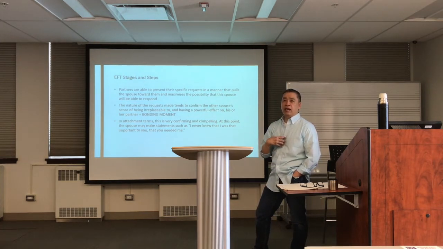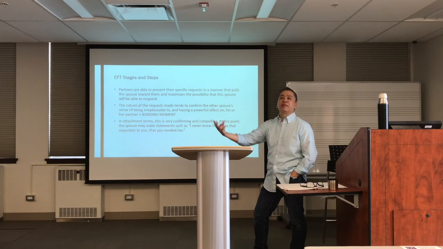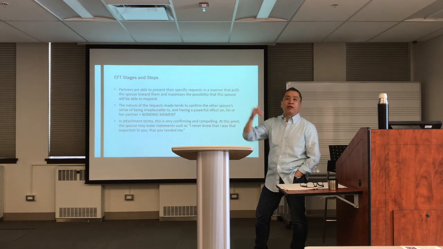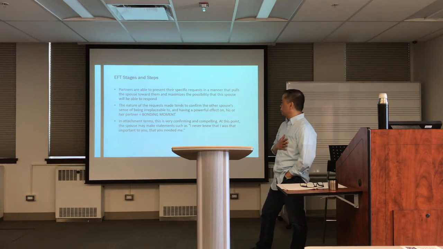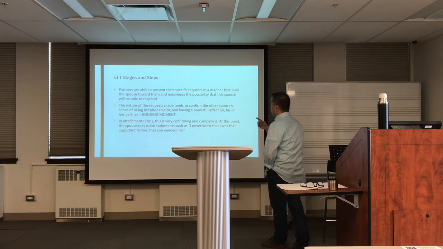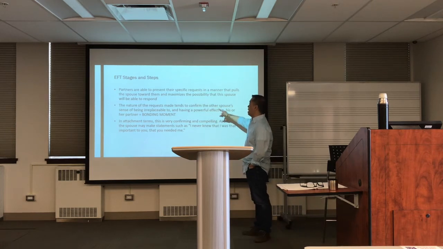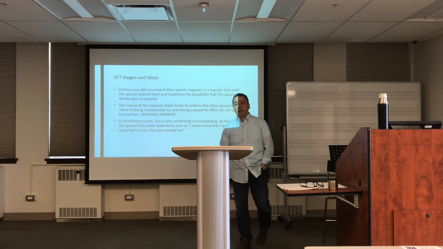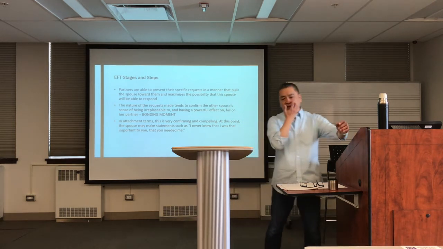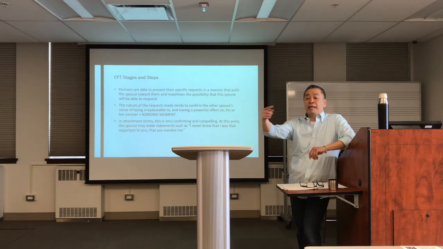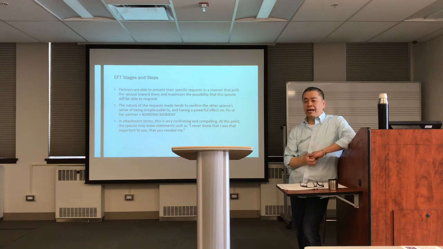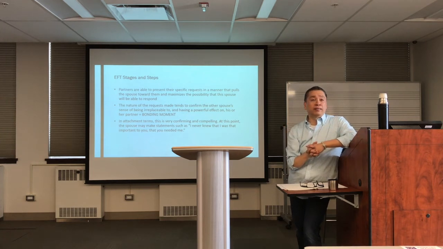So now that I feel it, and you actually come over and hug me because I asked for it, now you're actually responding to me. Now not just with words, now also with action. It sort of completes the cycle of it, right? The nature of the request may tend to confirm the other spouse's sense of being irreplaceable and having a powerful effect on his or her partner, right? Usually at this point, the partner starts to feel like the one being asked for what they need. The one being asked to give the hug, for example, now feels like, maybe I am important to this person. They're asking me to meet that need, right? Whereas before in most relationships, they feel like, I'm not that important to you.